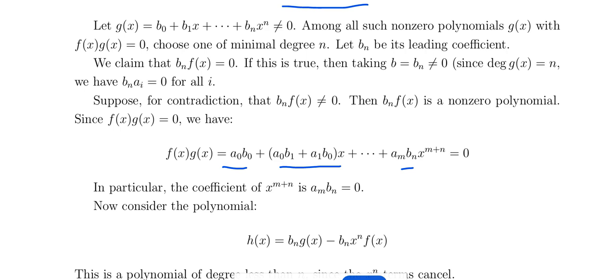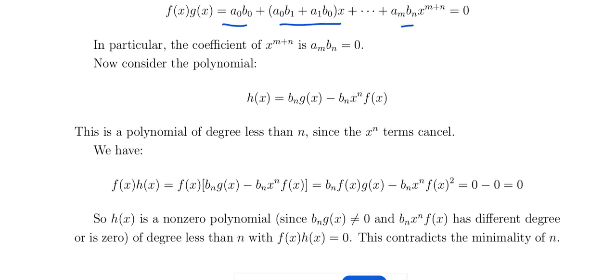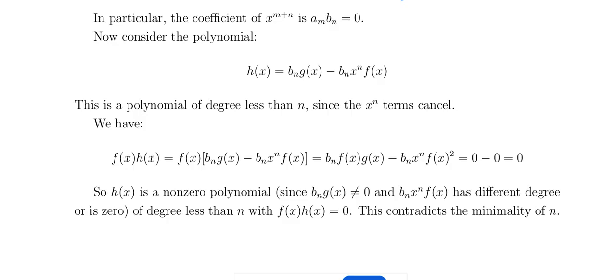So consider the polynomial h of x equal to bn g of x minus bn x power n into f of x. So h of x is a polynomial of degree less than n, since the x power n term is cancelled, that is in the case of bn not equal to 0.